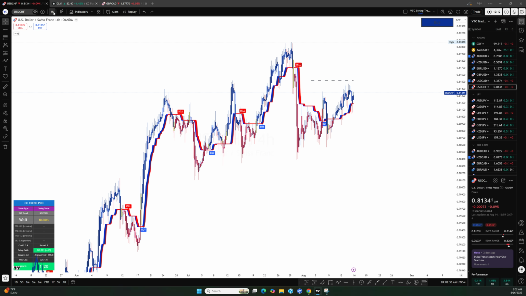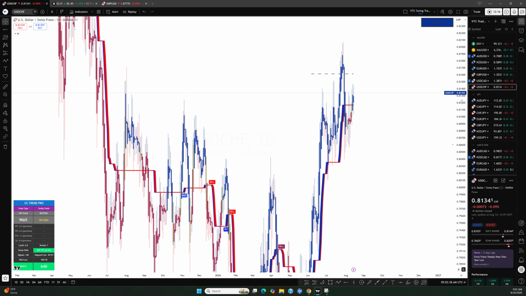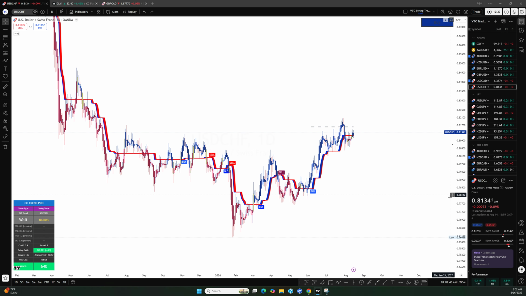USD Swiss, let's take a look at that. Let's go back to the daily. All right, daily time frame is telling us to buy. Okay, 4-hour is neutral, so we don't have a bias. That means we're going to skip this pair because it looks like both currencies are weak right now. So we may get some type of consolidation, may get a slight pullback, but I'm looking for both time frames to be in alignment.